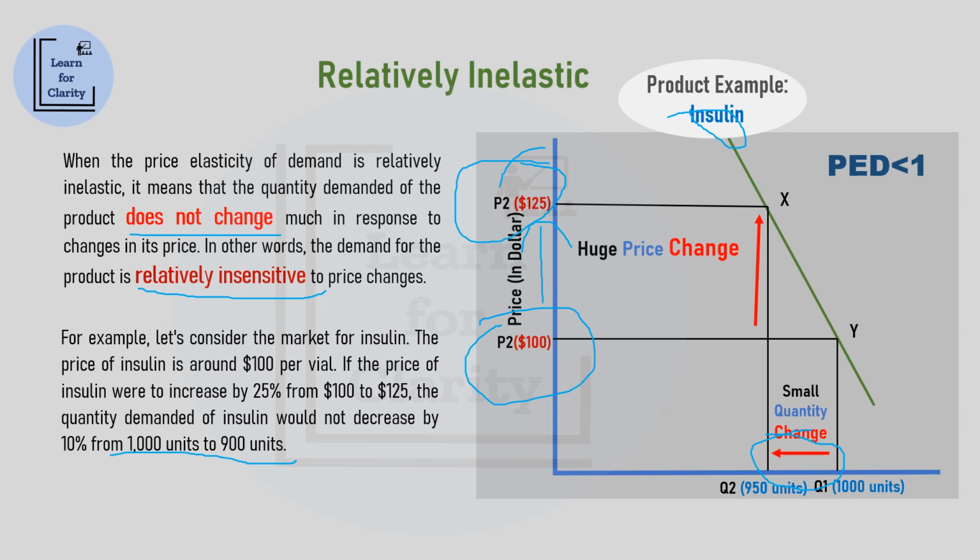Generally, products that are necessities or have limited substitutes tend to have relatively inelastic demand. For instance, prescription medication, gasoline, and tobacco are examples of products with relatively inelastic demand, as consumers may not have many alternatives to these products and, in many cases, may be willing to pay a higher price to continue using them.